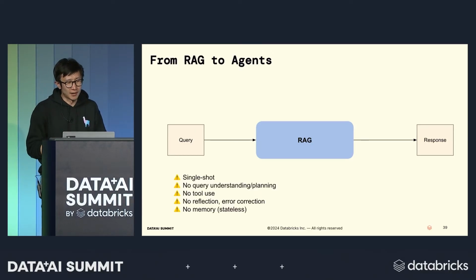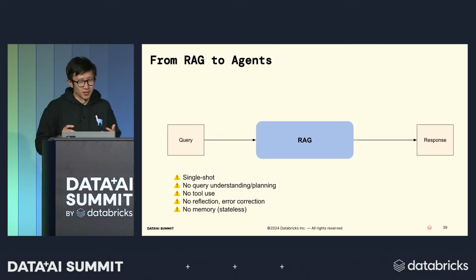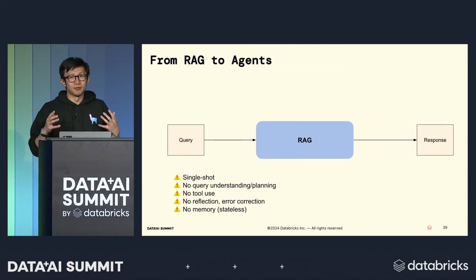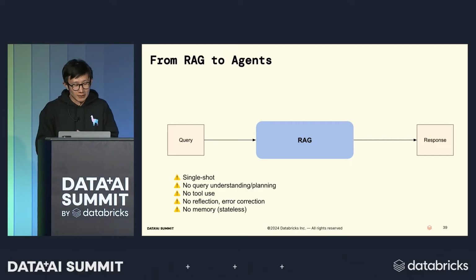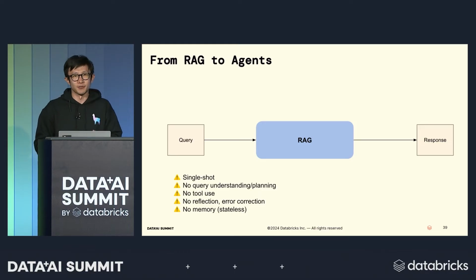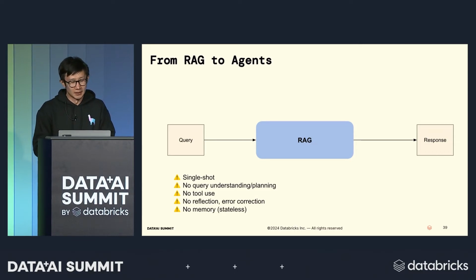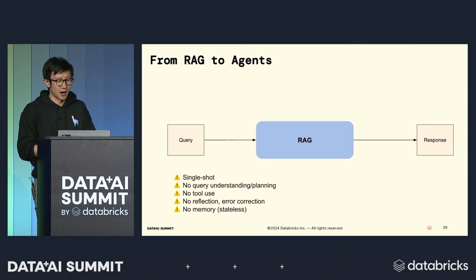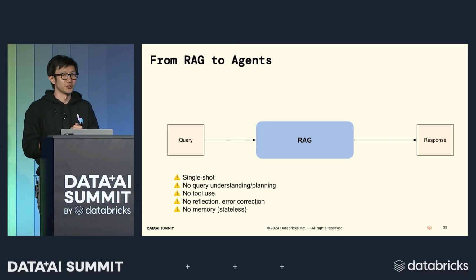A traditional RAG pipeline has the following downsides. 1, it's one single shot. It really only uses the LLM once. 2, there's no query understanding or planning going on. You're just directly feeding that question to a vector database and doing retrieval. 3, there's no tool use. And by tool use, I mean you're not actually inferring the parameters of anything. The LLM is not figuring out how to call an API interface. That API interface is fixed. It's just a vector database, and you're directly passing in the query. There's no self-correction or being able to refine your steps over time. So there's no reflection or error correction layer. And there's also no memory. There's no state being stored.